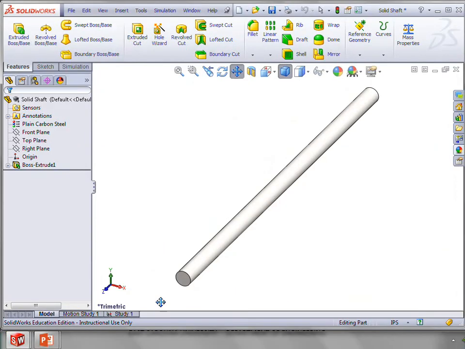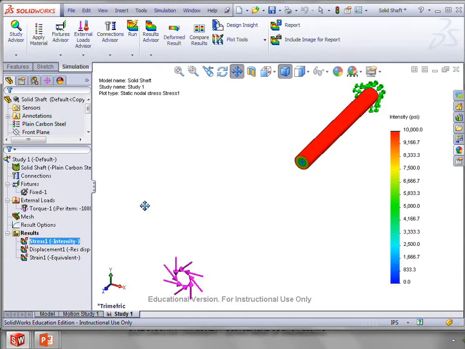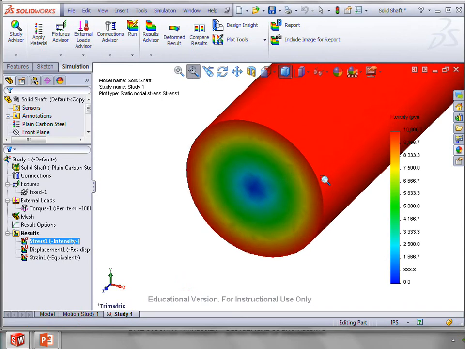So let's take a look at our model here. Again, 1-inch diameter shaft, we've just fixed it on one end and applied a 1,000 inch-pound torque to the other end. And if we look midway along the shaft, we can see the stress distribution within the cross section. So 0 at the middle of the shaft, and linearly proportional to the radial coordinate, the stress will hit its maximum out at the outer surface here.